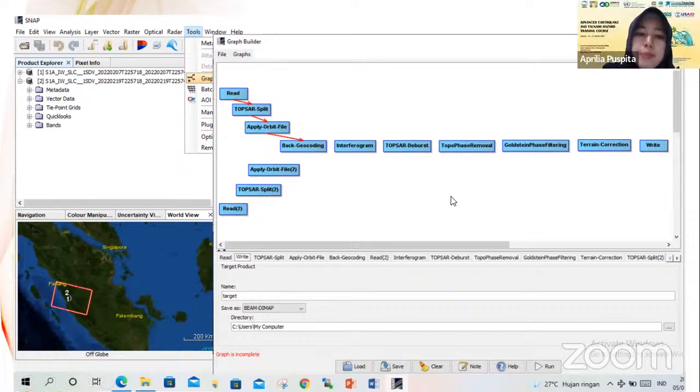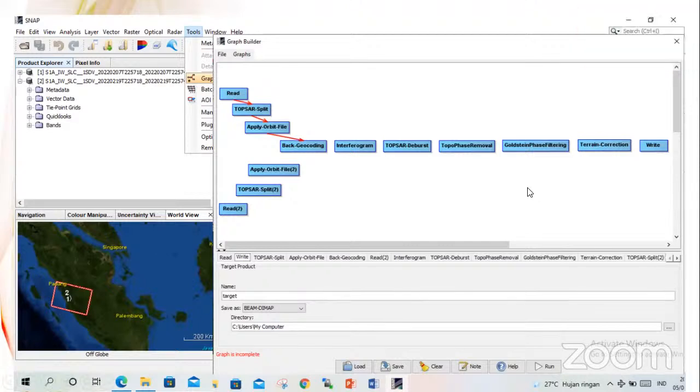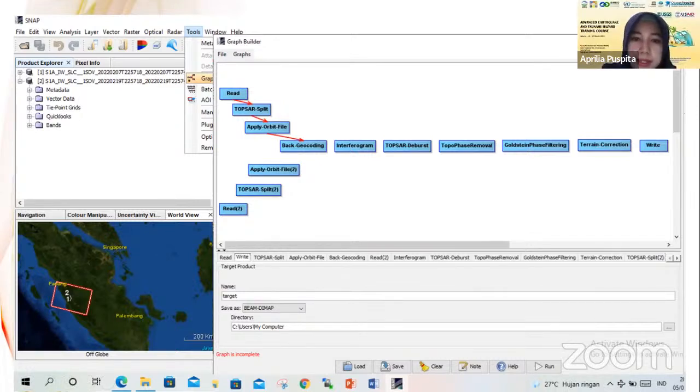And after all of the process comes unwrapping. So if we want to have displacement units, you must unwrap the phase.